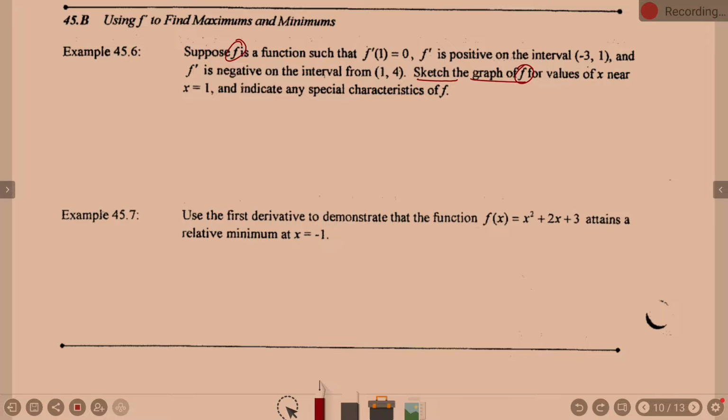It's a critical point, and so that means there's either going to be a min or max. We can come back and figure out min or max here before long after we know what it's doing to the left and right of 1. F prime is positive on the interval from -3 to 1. If the derivative is positive, what is the graph doing? Increasing.